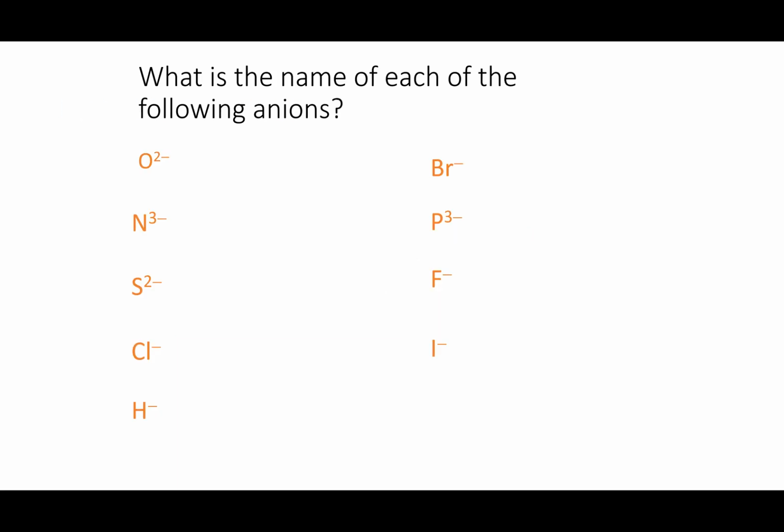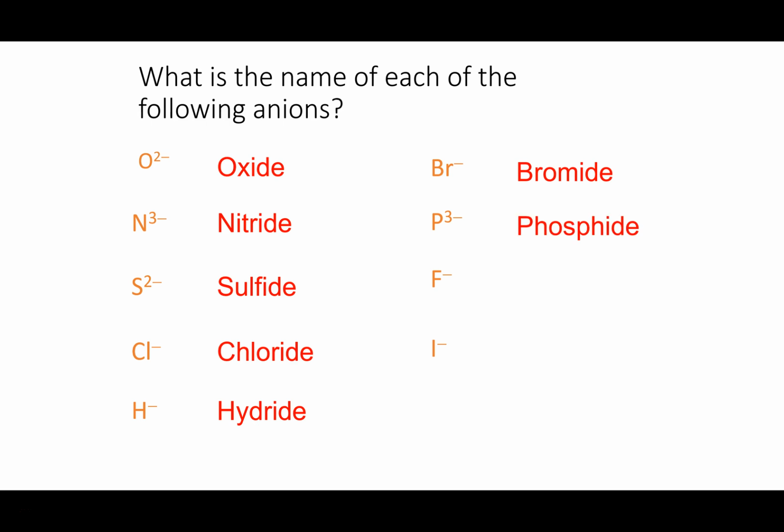You guys already have these. Silly me. So instead of oxygen, it's oxide; nitrogen, nitride; sulfur, sulfide; chlorine, chloride; hydrogen, hydride; bromine, bromide. I almost feel rude, bromide; phosphorus, phosphide; fluorine, fluoride; and iodine, iodide.